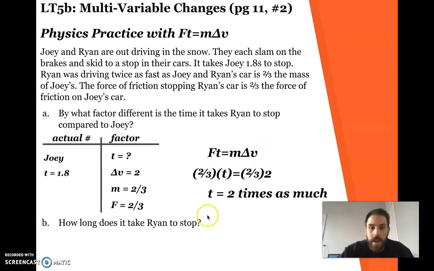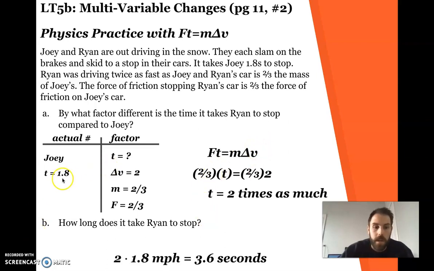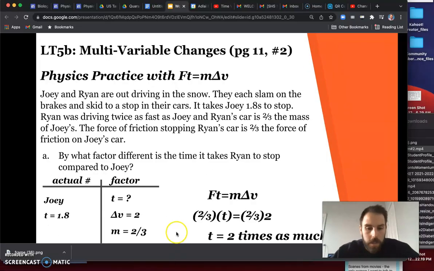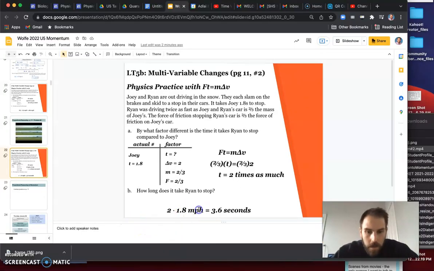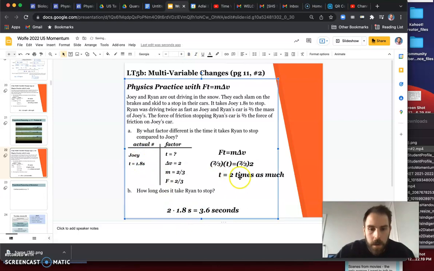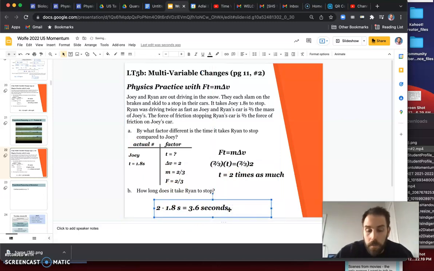So then, what is that actual time? If Joey took 1.8 seconds to stop, then that would be 3.6 seconds. Looks like I made another error here, with the wrong units. I'm going to go ahead and fix it right here too. If I got twice as much for Ryan to stop, then we multiply that by Joey's time, 1.8 seconds, and we get that it took Ryan an actual 3.6 seconds to stop.